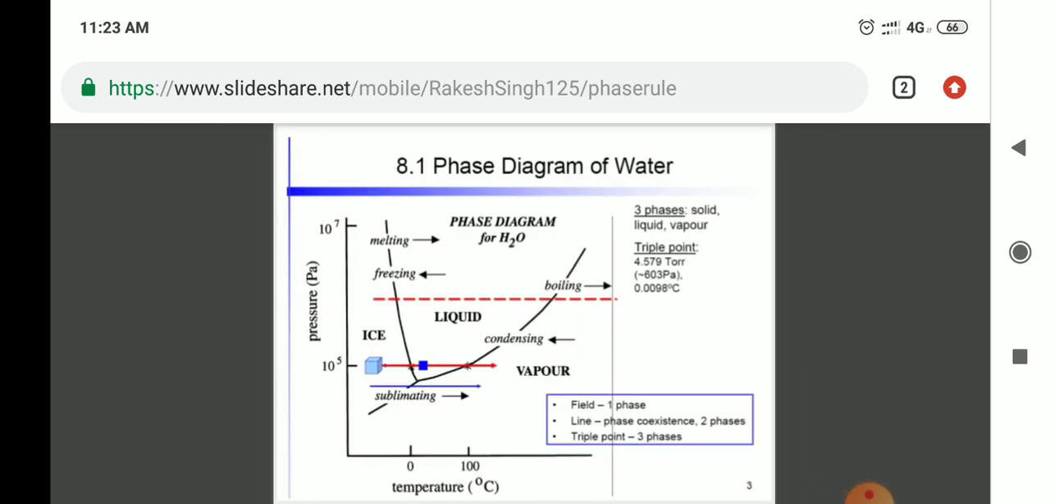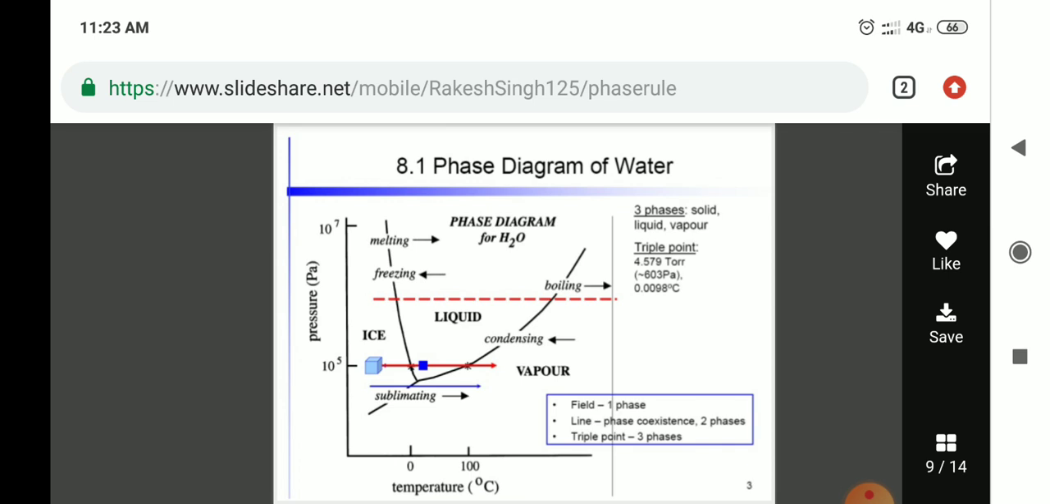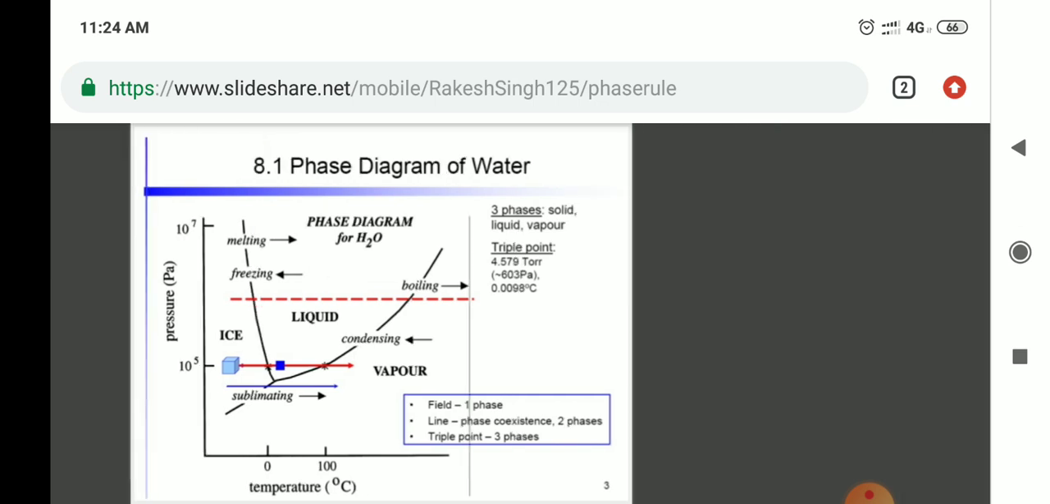And next is the phase diagram of water. The phase diagram of water shows ice, liquid and vapor, and the phases in the diagram are the melting phase, freezing phase and boiling phase. In the melting phase the solid compound melts to the liquid phase, in the boiling phase the liquid phase is vaporized, and the freezing phase is the freezing of the compound into a solid state.